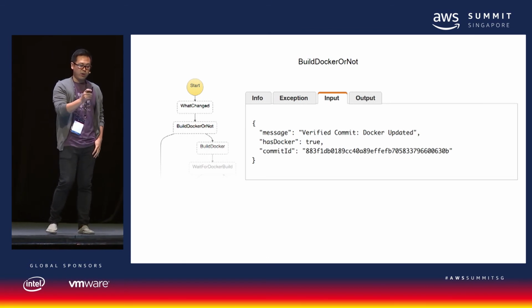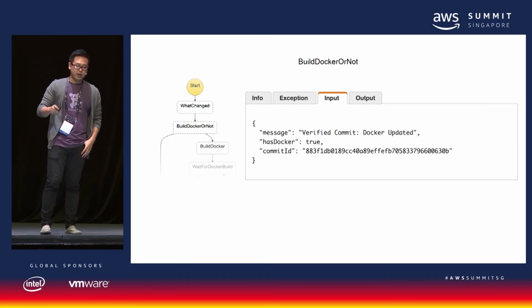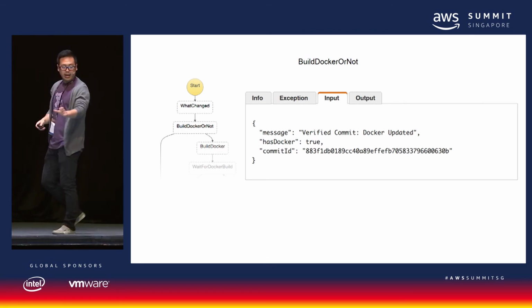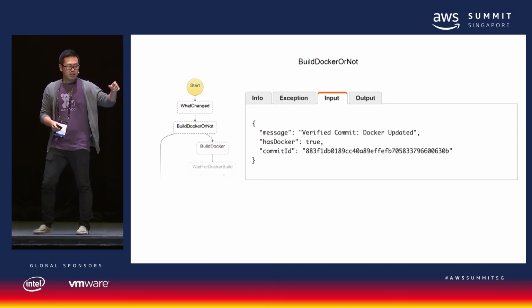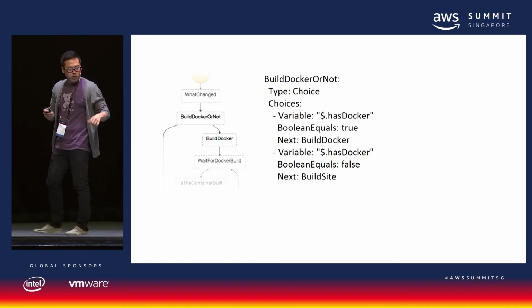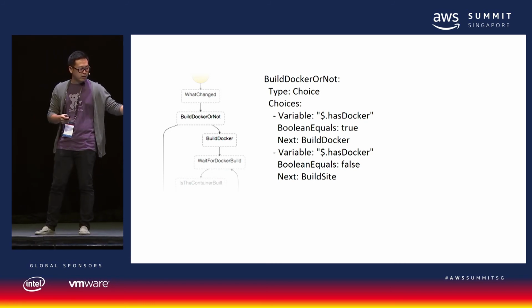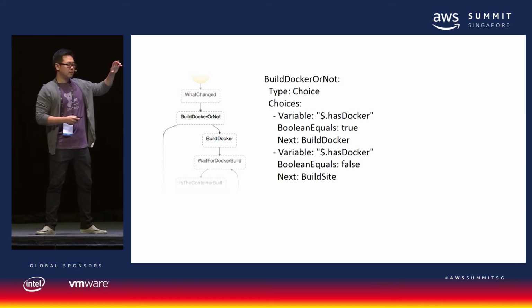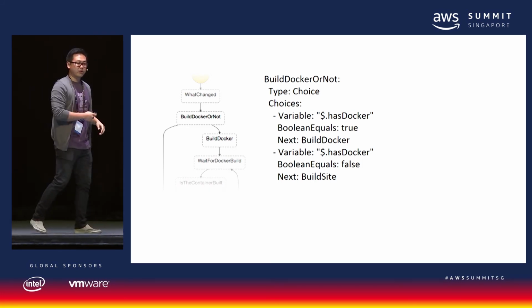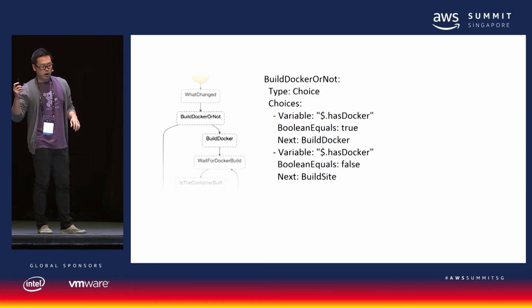It is a choice. So you can see here, though, we've outputted that hasDocker true. And now we're going to bring that in on build Docker or not as an input. So you can see it's true. It's a choice right here. That's what we're going to go with. hasDocker true, we're going to move to build Docker. If it's hasDocker false, we're going to go to build site. So we go to build Docker.